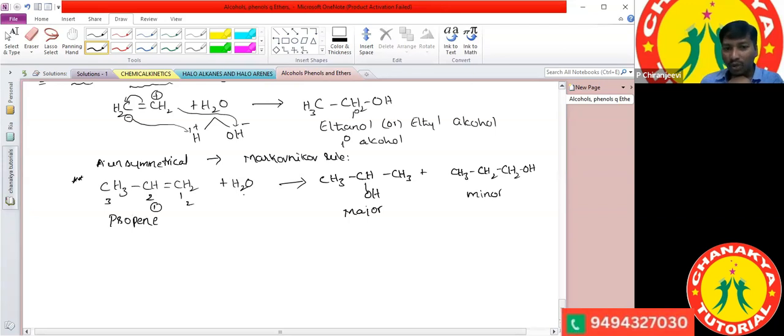So due to that reason only, the OH group is attached to the second carbon and hydrogen is attached to the first carbon. Then it forms an alcohol. Whatever the alcohol that is formed, either it is a primary alcohol or secondary alcohol or tertiary alcohol.